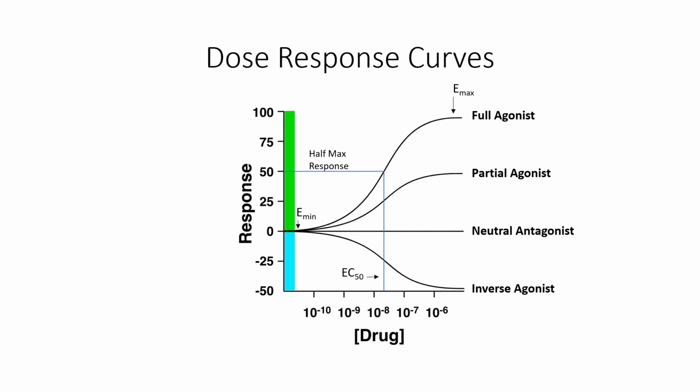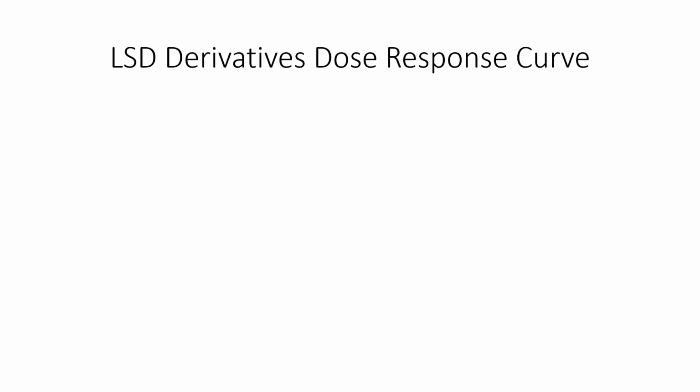You should also notice that if you were to do the same extrapolation for the partial agonist, you would see that the drug has the same EC50 value. You could say that these drugs are equally as potent, but not equally as efficacious, because the E-maxes are different. And now let's look at LSD's derivatives in a dose-response curve.